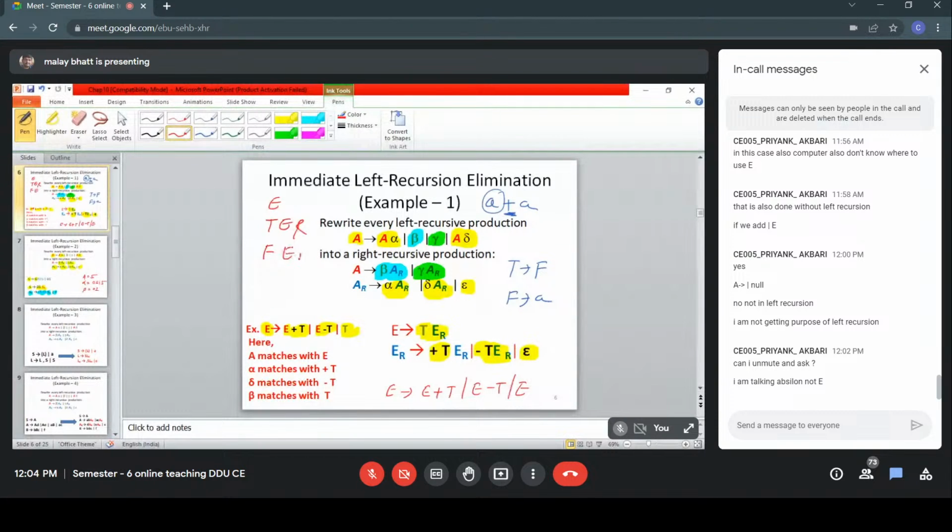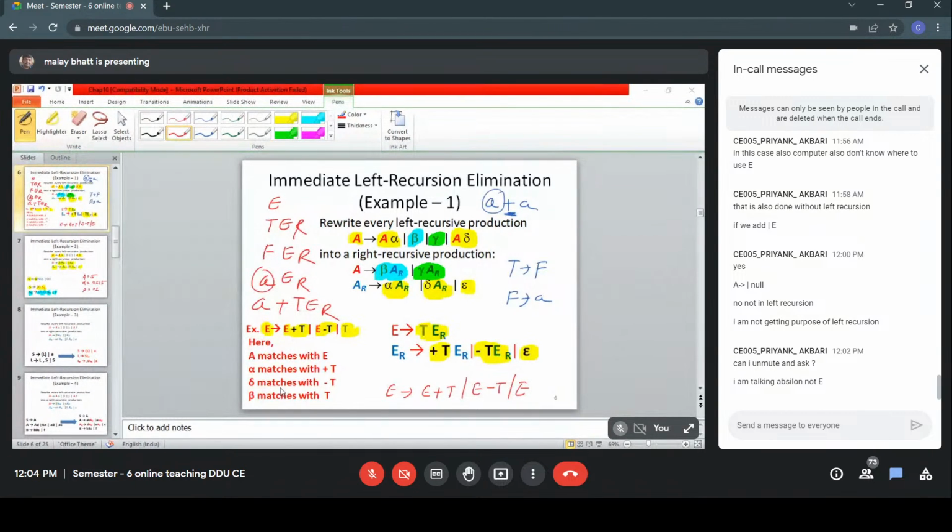So F, ER. Again, I don't have any option, so we have to use it. F is replaced with A, ER. Again, I don't have any other option for F, so now it is straightforward. A I have already achieved. Now ER is there, so I will check the next input symbol, plus. So definitely I will go for that option. I can code the program which will select this when input is plus.